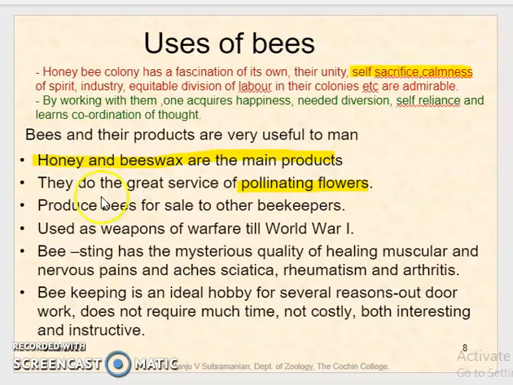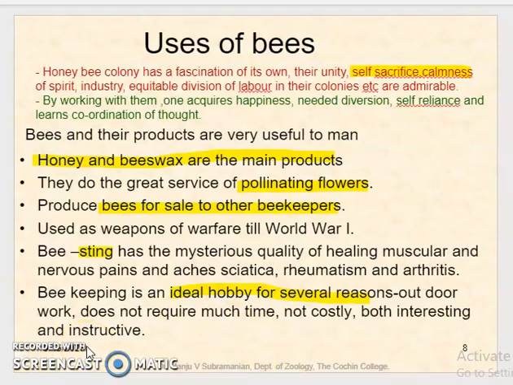They produce bees. A large number of bees can be reared and kept for sale by the beekeepers. They were used as a weapon of warfare till World War One. The bee sting has a mysterious quality of healing muscular and nervous pains and aches, rheumatism, arthritis, etc. Beekeeping is an ideal hobby for social reasons. Outdoor work does not require much time, is not costly, and is both interesting and instructive. So these are the uses of honeybees.